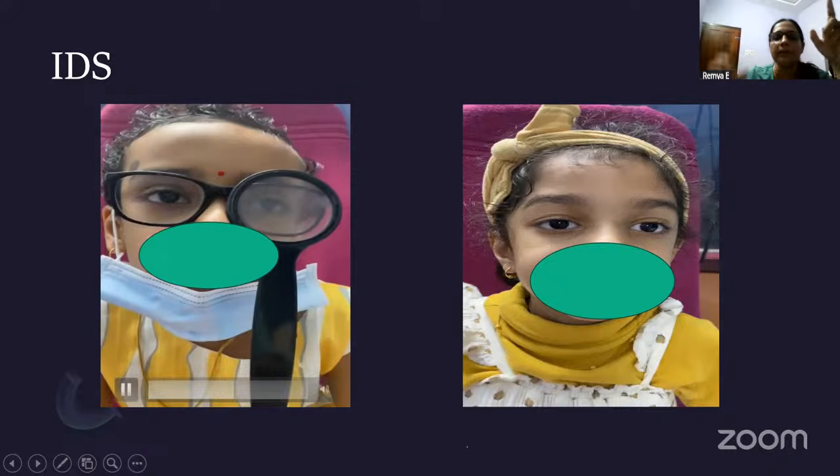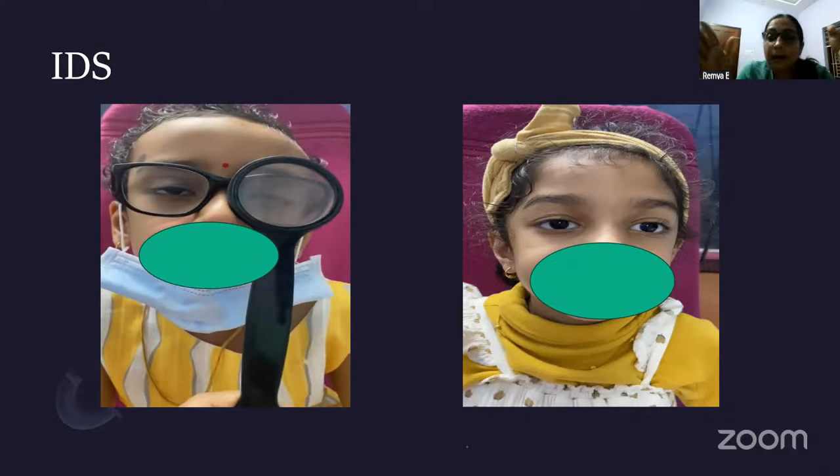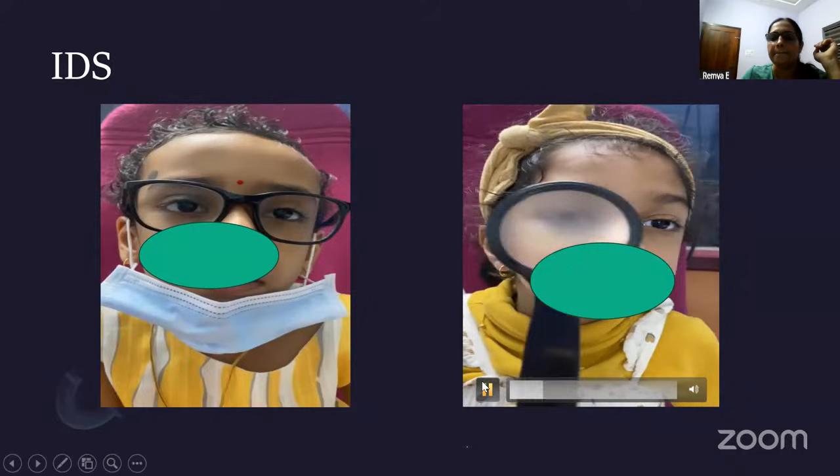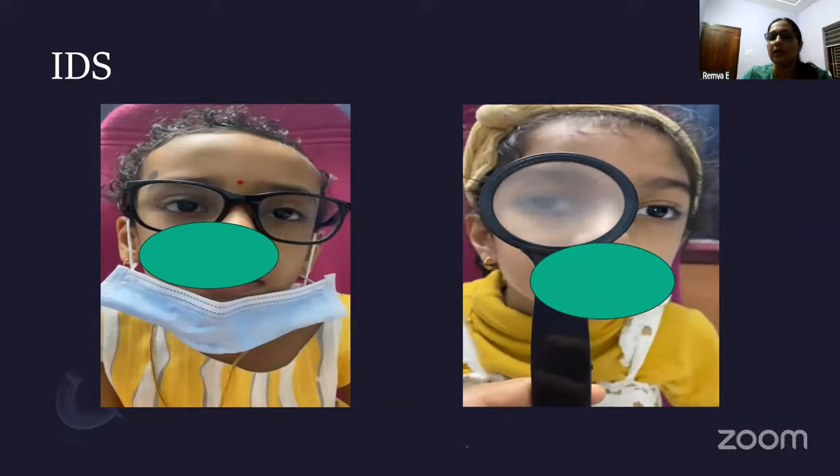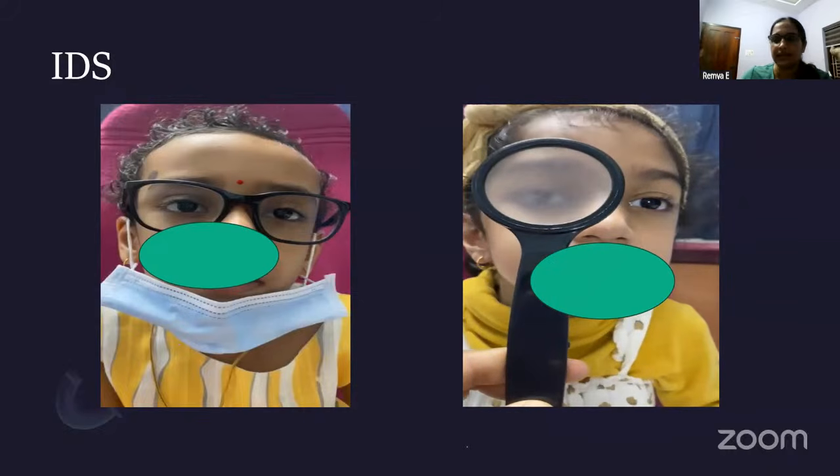In an exophoria, what happens is when you cover, it immediately comes back and takes a fixation. But what happens in IDS is that it will take some time to come and fix it. It will come, but it will take either slowly or with a blink, or it will not even come with a blink. So this is how you grade whether it is a good control, bad control, like that. So this eye has gone out, but with a blink, she has taken it back to normal. So that is IDS.